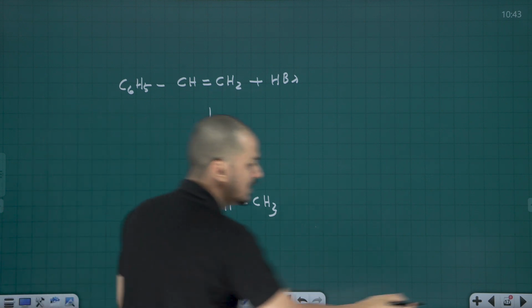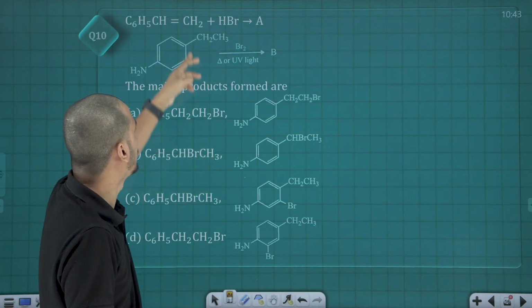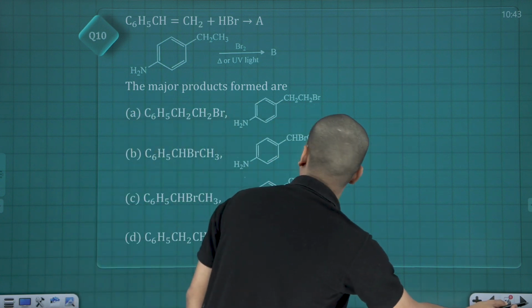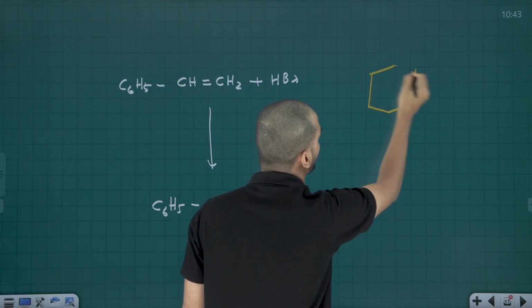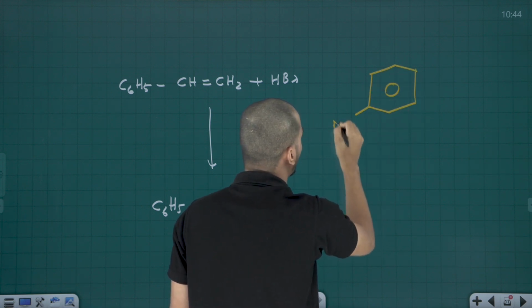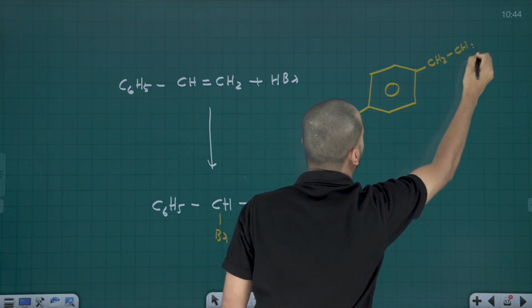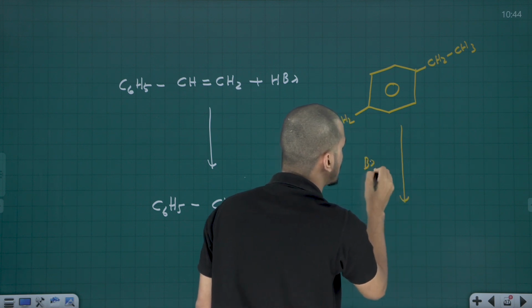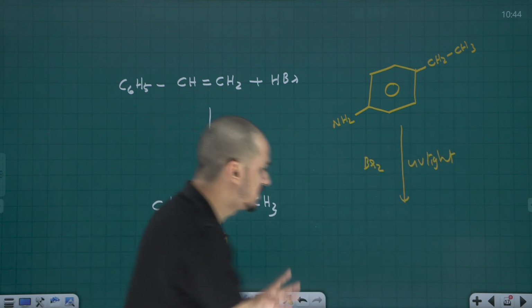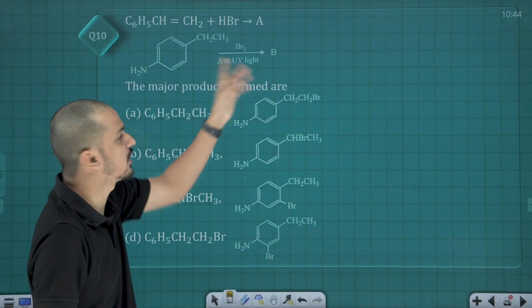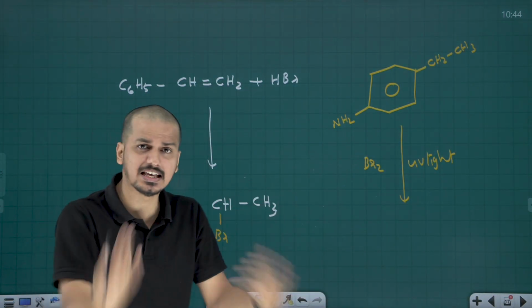Ready? Then the second one they've given is para-ethyl aniline. You can see para-ethyl aniline. Here is the aniline NH2, and this is the ethyl group, CH2CH3, which you are treating with bromine in the presence of UV light, or else heat. Delta means heat. That means it will give free radical substitution.